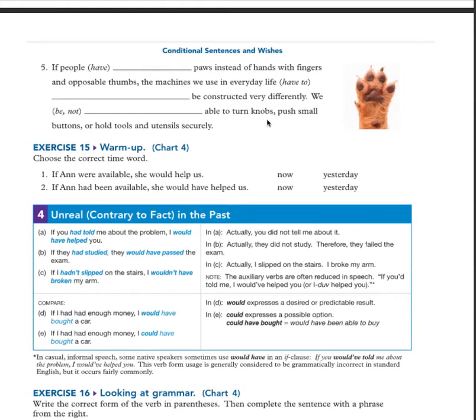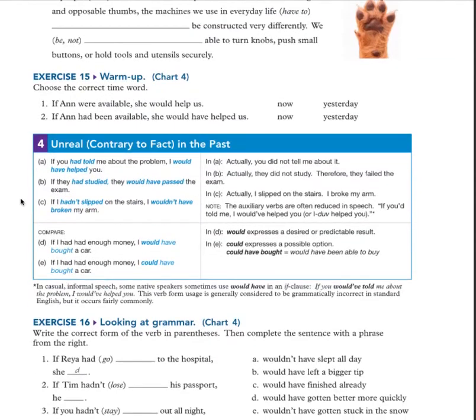Knobs, like in doorknobs, you turn them. Push small buttons, the little button in a doorknob to lock the door and unlock it. Okay? And hold tools and utensils securely. Like your cell phone, you wouldn't be able to hold it securely. Okay? Your pencil, your spoon or fork to eat. Okay? All right.